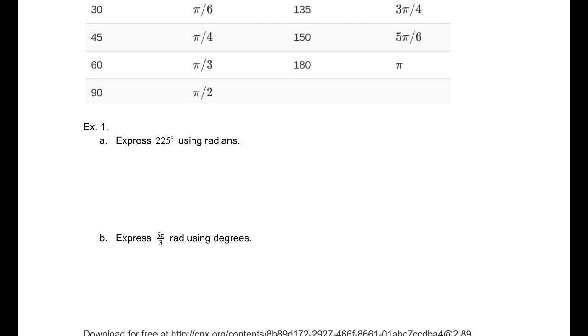So example 1, express 225 degrees using radians. All right, 225 degrees in radians. Well, we want to use the conversion factor. 180 degrees is equal to pi. So reducing that, we get 5/4. So 5 pi fourths radians.